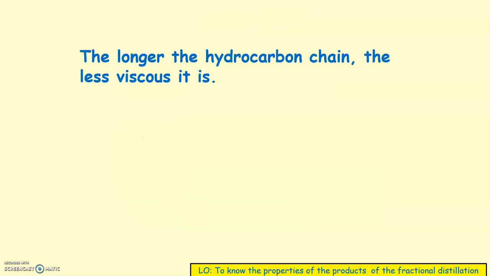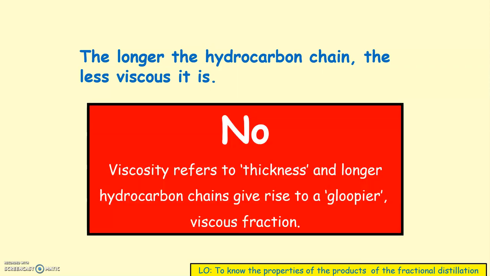So true or false, the longer the hydrocarbon chain, the less viscous it is. A bit of time, guys. Have a think. True or false? Excellent. Well done, guys. It is false. Brilliant. Viscosity refers to the thickness, and the longer hydrocarbon chains give rise to a gloopier or more viscous fraction, so it's harder to pour. Excellent. Well done, guys.